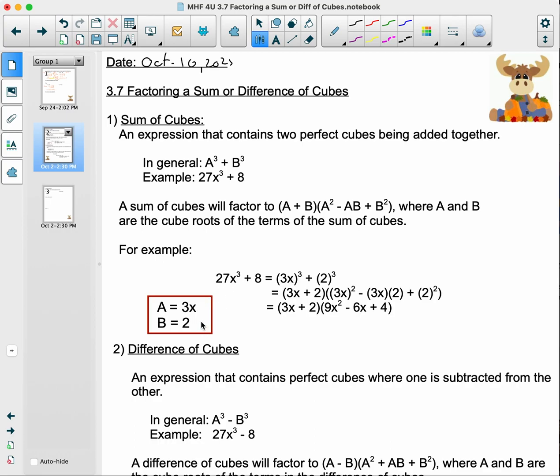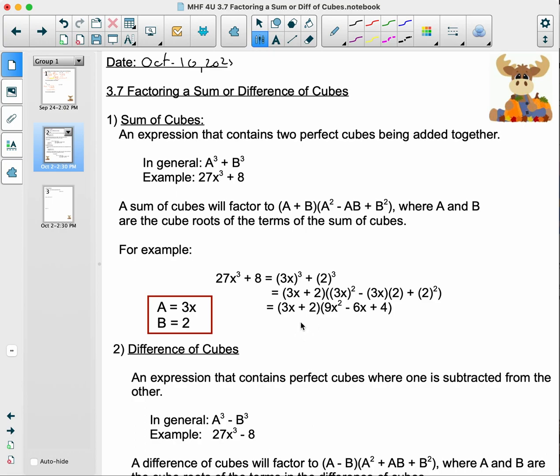So I know my first bracket has to be a plus b, so it's 3x plus 2. And then I know that my second bracket has to be a squared, so it's 9x squared, right? 3x times 3x. The middle term is negative, the product of, so 3x times 2 is 6x, so I'm going to subtract 6x, and then 2 squared is 4. Okay, and that's how it sets up every time. So if you can identify that big A and big B, then it's easier to fill in the brackets.